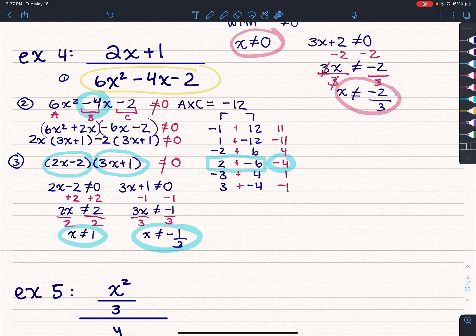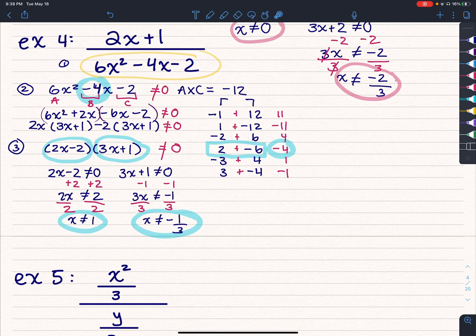And again, just to say it one more time, the numerator doesn't bother us. We don't care. The only thing we care about with restrictions is the denominator and what number will make that denominator 0. In this case, x equaling 1 and x equaling negative 1/3 will make this entire denominator 0, which cannot happen.